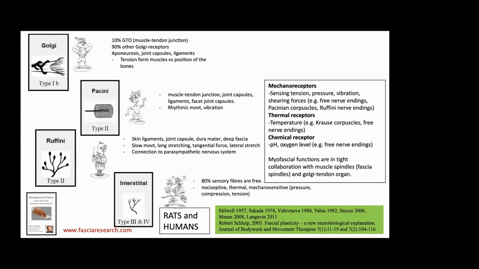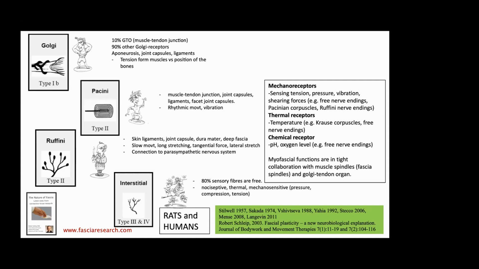More, we are thinking about how we are going towards the Pacinian and Ruffini nerve endings, and the free nerve endings are also important when we are looking at the fascia itself, because almost 80% of sensory fibers are free, and they can be nociceptive, thermal, and also mechanosensitive. So everything we are doing with pressure, compression, and tension, the free nerve endings are reacting to. When we are doing very slow techniques, we are connected to the parasympathetic nervous system. When we are moving slowly, we can relax the autonomic nervous system.